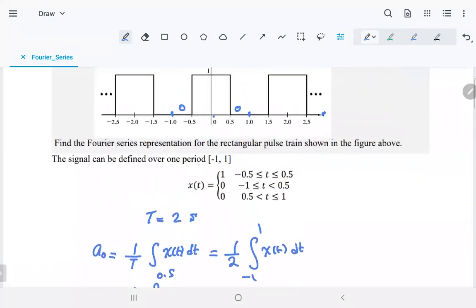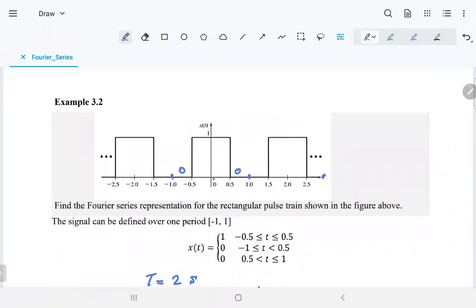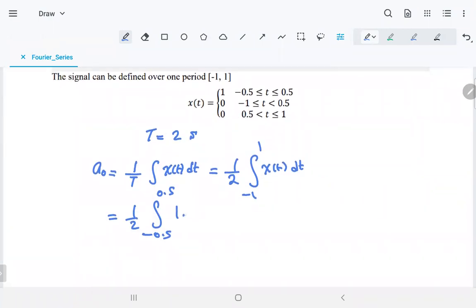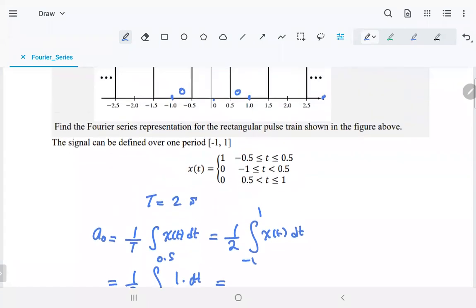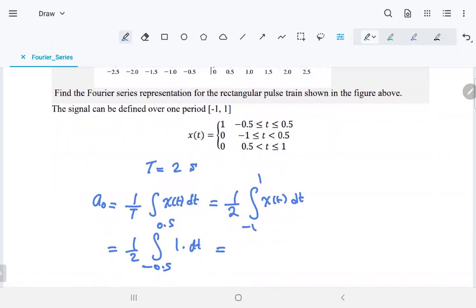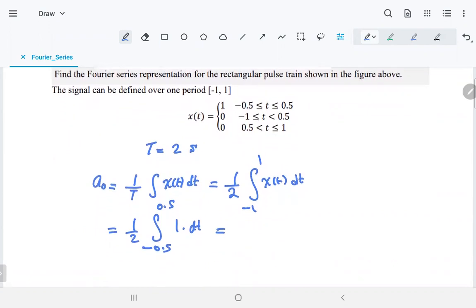And what is the value? Of course, I'm choosing an easy one, so I won't be involved in math. I want you to understand the concept. It's 1, so I write 1 dt. When you have a function like an exponential, I promise you, I'm going to give you a table. Just look at the table, put in the formula, substitute. So 1 over 2, what is the integration of 1? t. And the limits of integration from -0.5 to 0.5 give 1/2 times (0.5 minus -0.5), which is 2 times 1, which is equal to 1. 1 times half is equal to half.